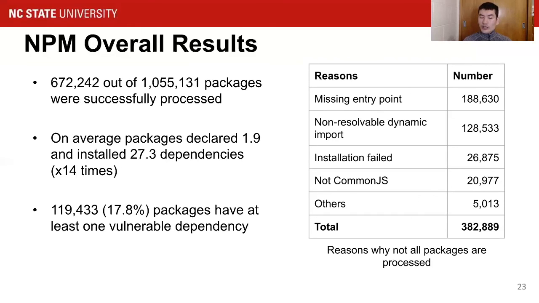Also, another reason was that the installation was failing for the 26,000. It was due to the different operating systems and other reasons. And for the 20,000 cases, the package itself was not written using the Commonjs convention. For example, they were using the different languages. For example, they were shipping the JSON file, or they were shipping the CSS files, and so on. And we have other small minor issues.